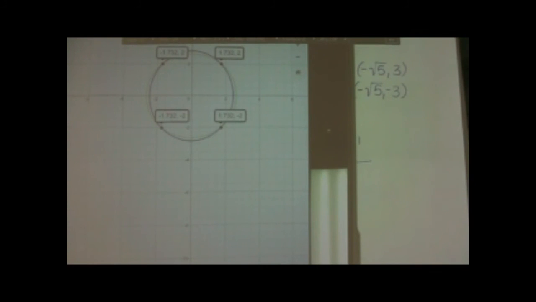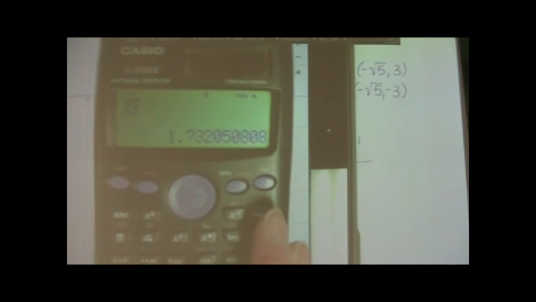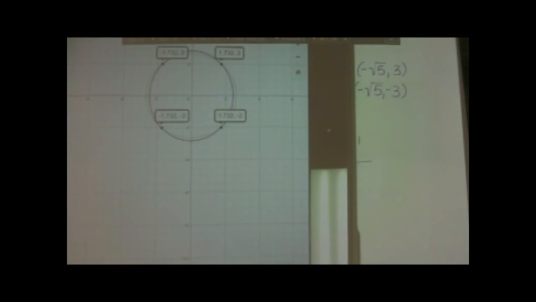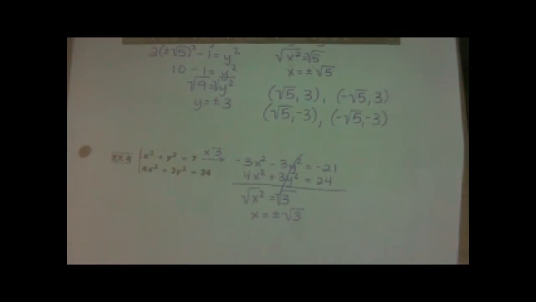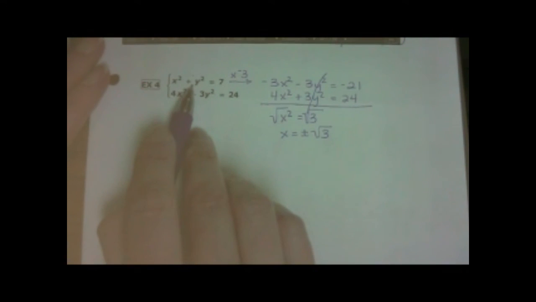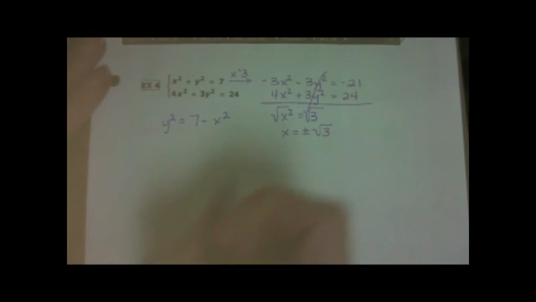And guess, if I had to guess, I'd say 1.732 is the square root of 3 that we just found. And you'll notice it is. So we're on the right track. So now we've got to solve for y. So I would take this first equation and just subtract x squared from both sides, and I get y squared equals 7 minus x squared. And here's what I got to do. I've got to put this in here.